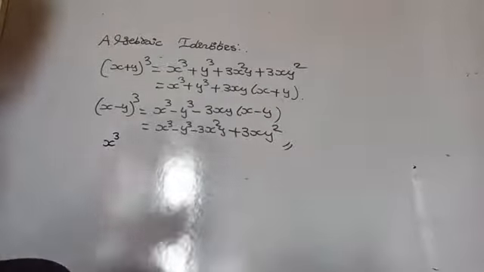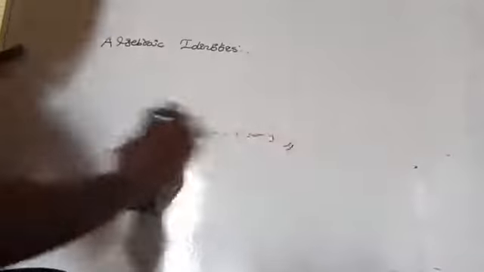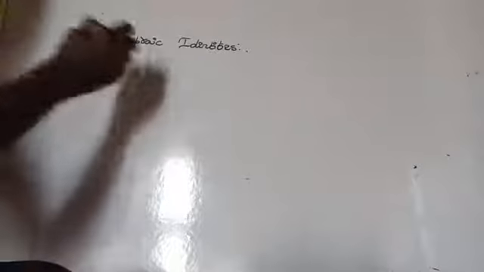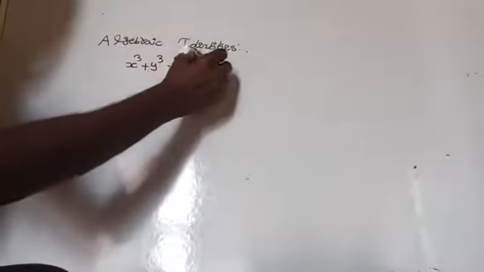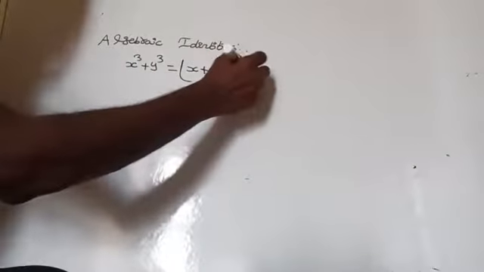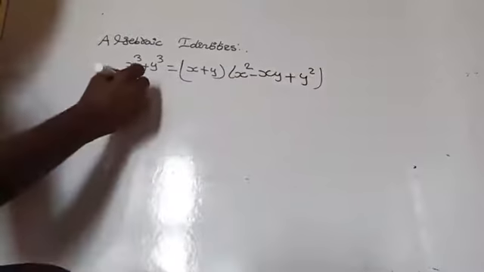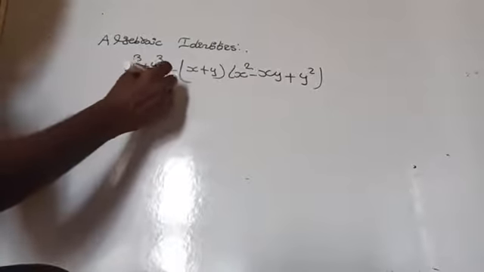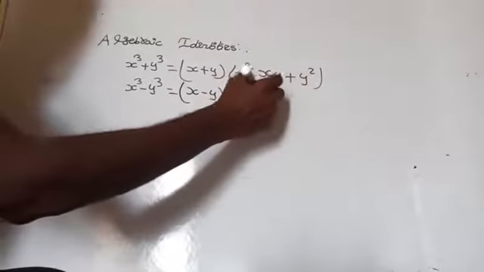Then x cube plus y cube, that is a cube plus b cube, otherwise (x + y) into (x square minus xy plus y square). This is one identity. Then x cube minus y cube is equal to (x - y) into (x square plus xy plus y square).